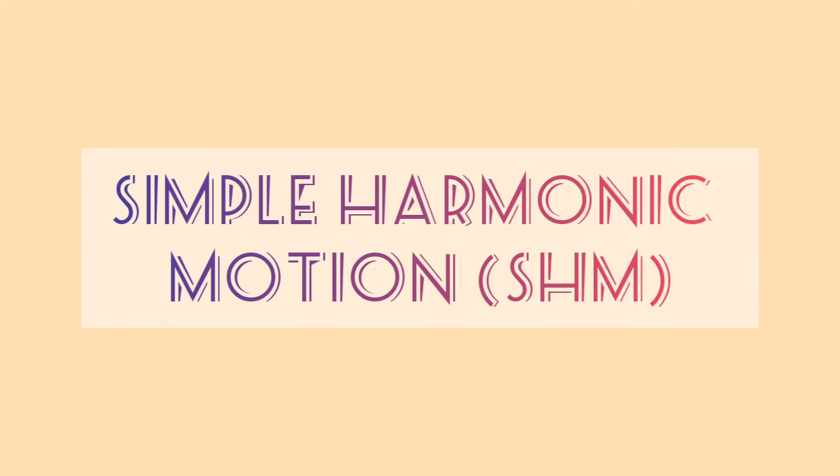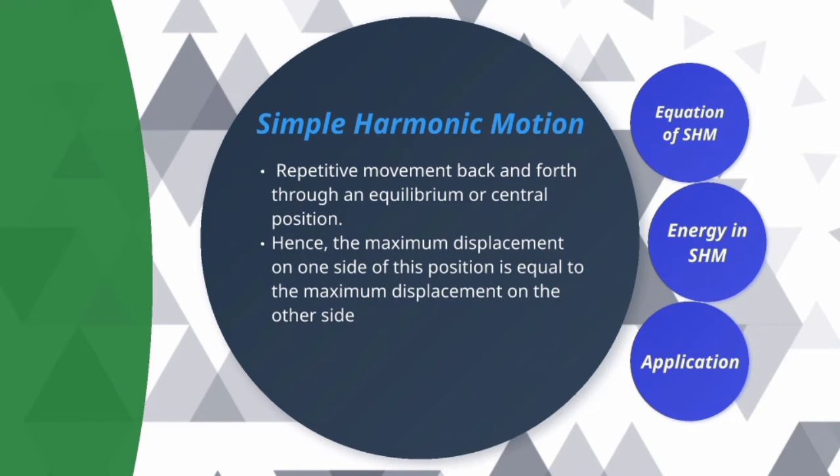Okay, next we go to simple harmonic motion, SHM. As we know, we have learned this topic since foundation and matriculation, so I will just give an overview. First of all, simple harmonic motion is the repetitive movement back and forth through an equilibrium or central position. Hence, the maximum displacement on one side of this position is equal to the maximum displacement on the other side.